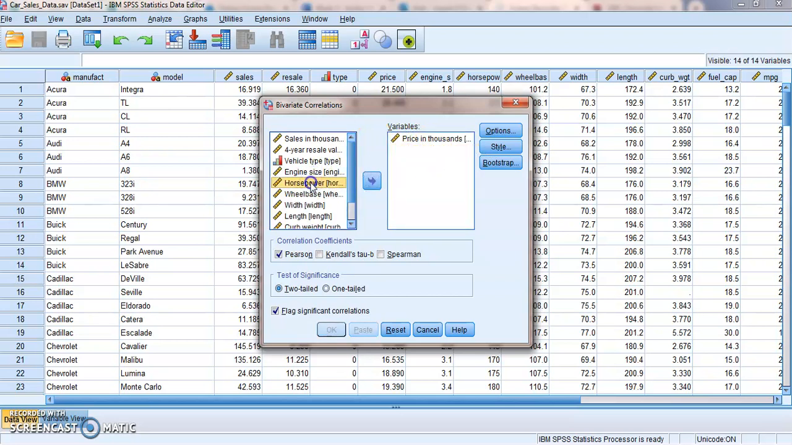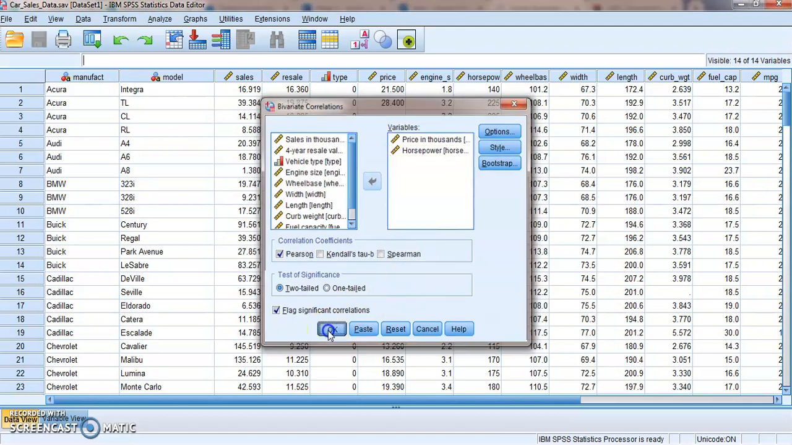So horsepower, I can just drag and drop, like so, and it's just fine. Don't worry about having to do it this way or that way, whatever you're most comfortable with. Likewise, it doesn't matter if I put them in reverse order, horsepower and price in thousands, or price in thousands and horsepower. The data will still produce the same outcome, and your answer will still be correct. So you're in good hands. All you have to do is hit those two things, and just hit OK.